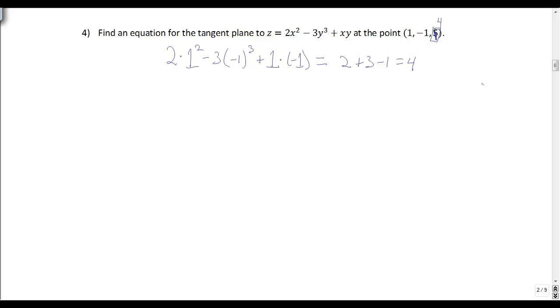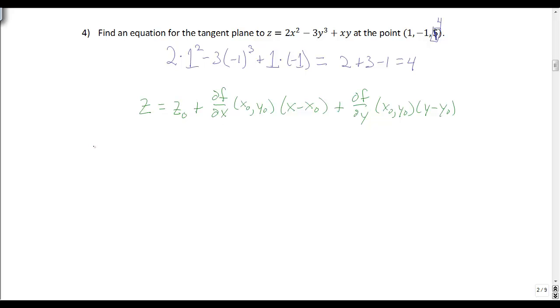Okay, so what we're going to do now, let's find a tangent plane to z equals 2x squared minus 3y cubed plus xy at the point (1, -1, 4). So to do this, there's a formula. One way to write it is z equals z naught plus the partial of f with respect to x at (x naught, y naught) times (x minus x naught) plus the partial of f with respect to y evaluated at (x naught, y naught) times (y minus y naught).